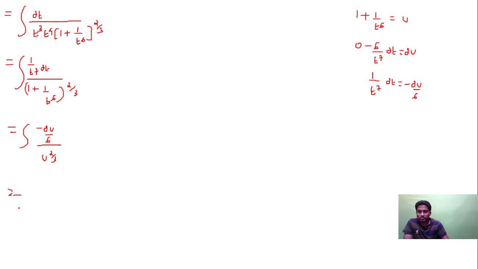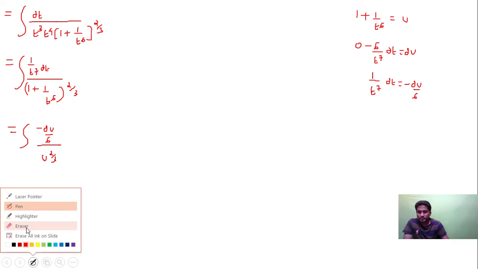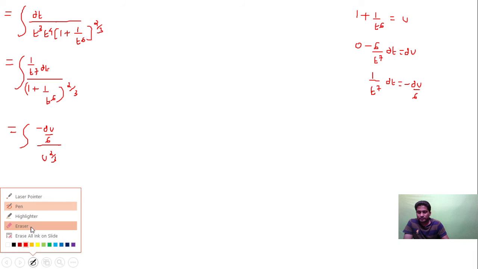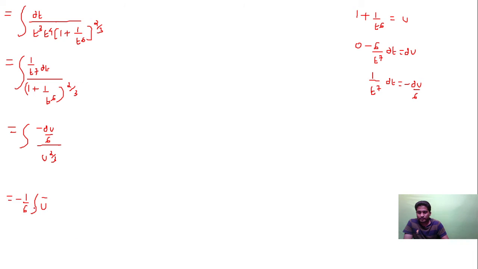Minus I'll take outside, so I'm going to take minus 1 by 6. This is u to the power of minus 2 by 3 if I take it to the numerator, and then you get du. Let us integrate this. This is minus 1 upon 6, u to the power of 1 by 3 upon 1 by 3, plus c. This will cancel 2 times.